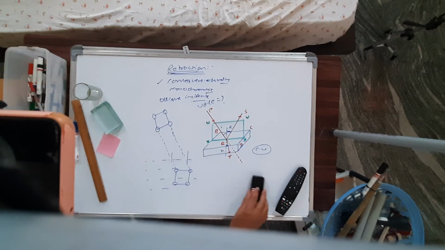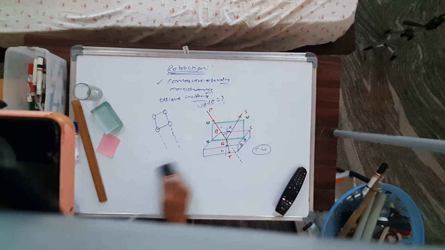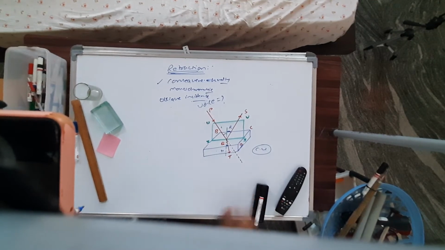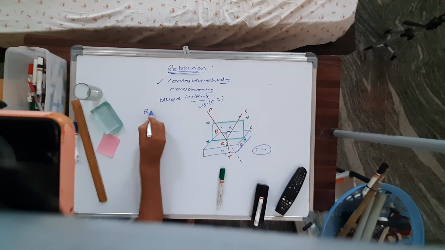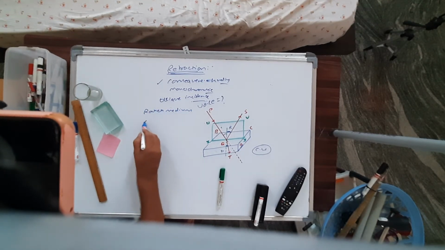Okay, now the next thing is, here we are using optically denser medium and optically rarer medium. Please don't get confused about mass density and optical density. In the beginning, rarer medium and denser medium were mentioned.